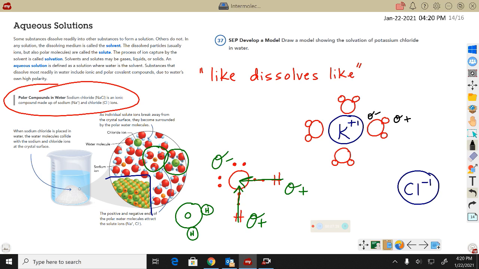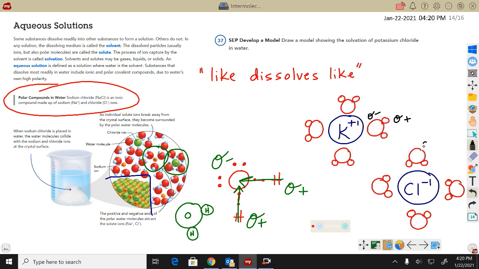Then when I dissolve the chlorine ions, it's going to be the opposite. Now I'm going to draw my water molecules so that it's the positive hydrogen end that's attracted to the negative chlorine. These little baby positive hydrogens that are attracted to the negative chlorine. They'll always align so that opposites attract.